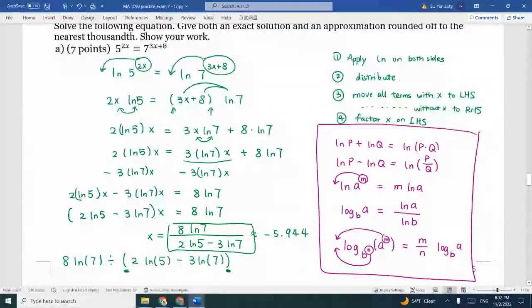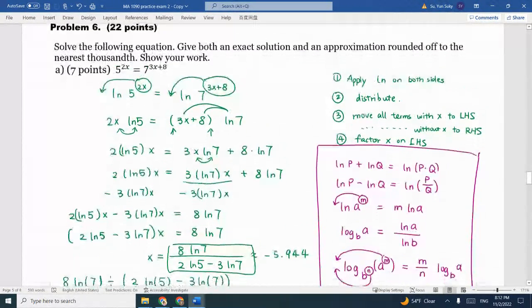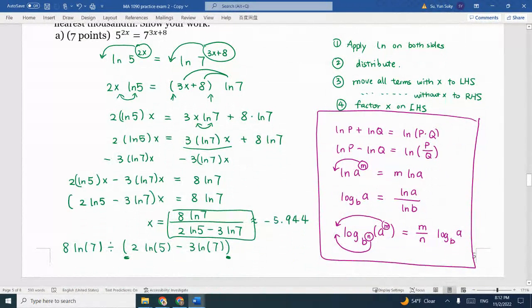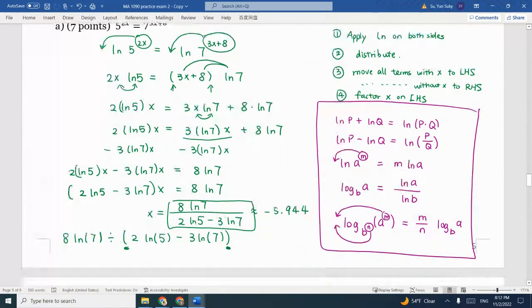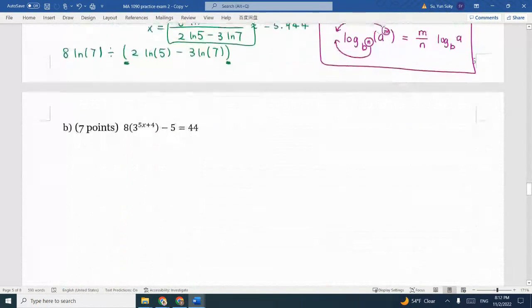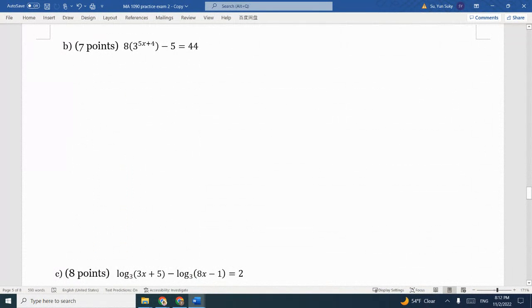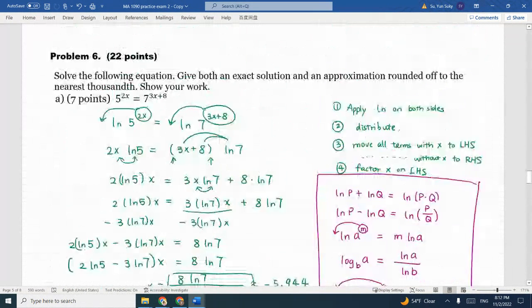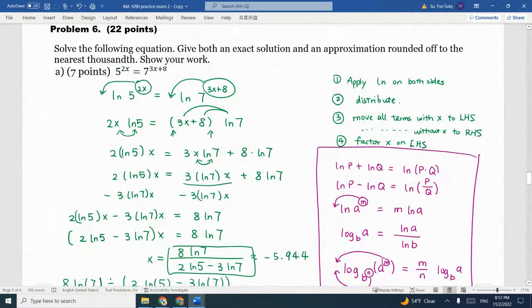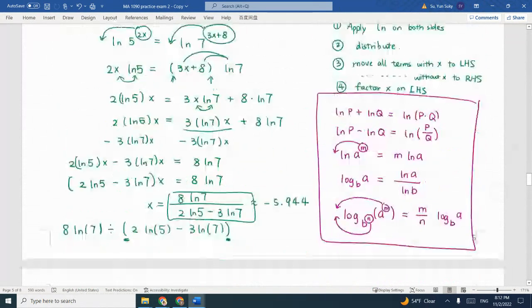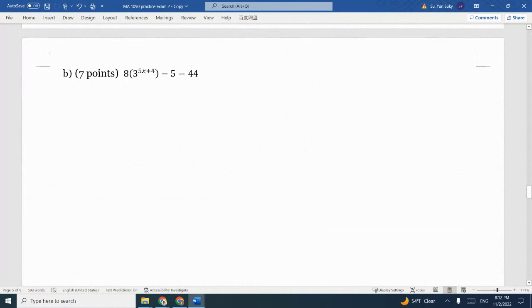Okay. So that is part A. Any questions about problem 6, part A? Are we all good? Now let's look at part B. Okay, so part B. Do you see we only have one exponential expression? In the last problem, we had 2 exponential expressions, then we apply ln. But here we have only one exponential expression.